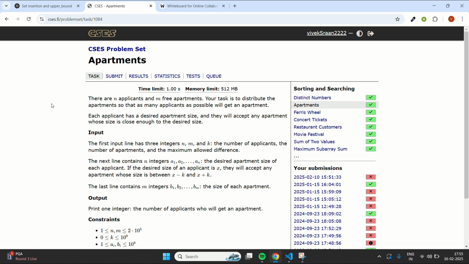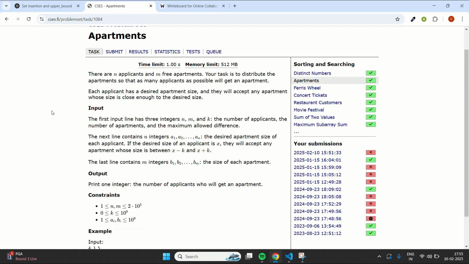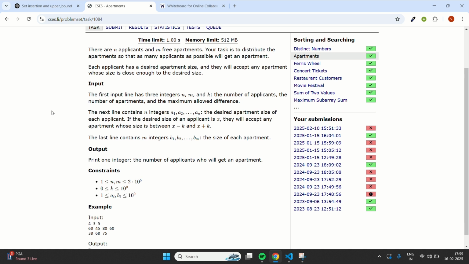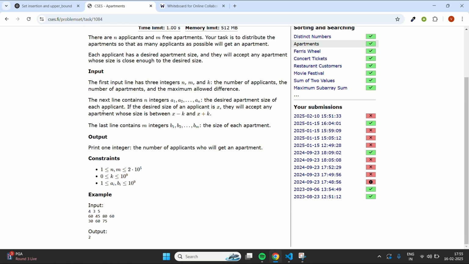So the problem statement is, there are n applicants and m free apartments. Your task is to distribute the apartments so that as many applicants as possible will get an apartment. Each applicant has a desired apartment size and they will accept any apartment whose size is close enough to the desired size. The input is, the first input line has three integers n, m and k, the number of applicants, the number of apartments and the maximum allowed difference.